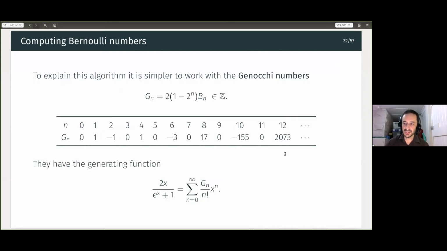So first, I'm going to normalize the denominators. I'm going to multiply by essentially 2 to the n minus 1 to get rid of the denominator. And the resulting numbers are called the Gnocchi numbers. So this is a sequence of integer coefficients. And you can work out the generating function. Instead of e to the x minus 1, we basically have an e to the x plus 1 in the denominator, but otherwise very similar. So that's some sequence of integers.